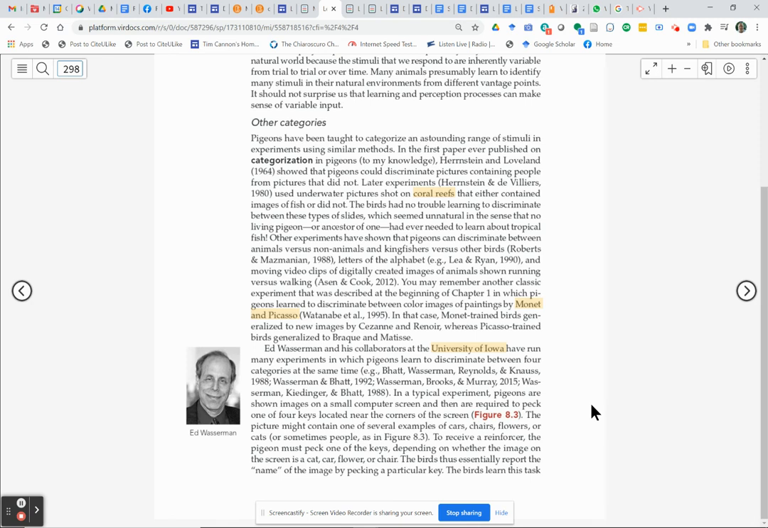Why is Iowa marked? I don't know, I visited Iowa and I went to that campus, and it's a really, really impressive academic institution.